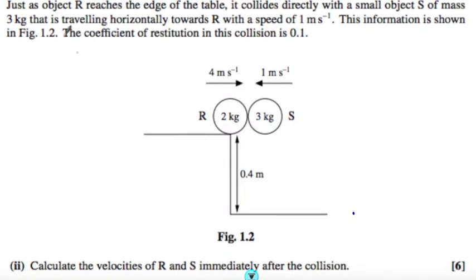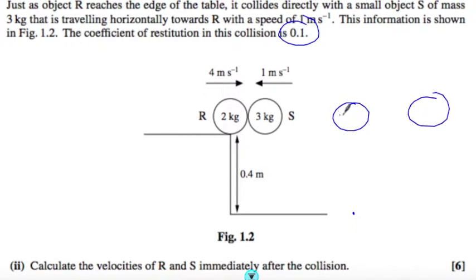Okay, so part 2. Just as object R reaches the edge of the table, it collides with a small object S of mass 3, which is travelling towards R with a speed of 1 in the opposite direction. This information is shown in figure 1.2. The coefficient of restitution in this collision is 0.1, and they want to know the velocities of both of them immediately after the collision. So in this case, it's a very similar thing.